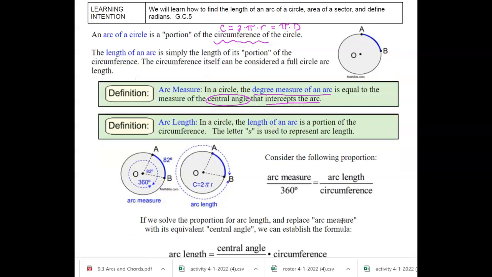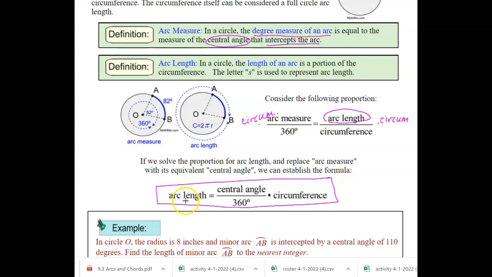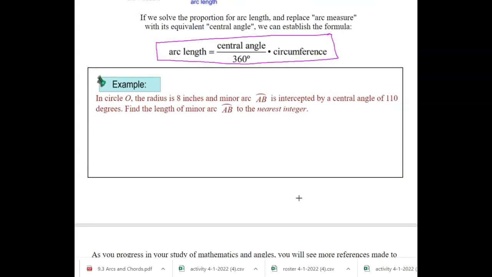Now if we solve this formula, because we don't want to set up a proportion every time, we want to get arc length alone. If I multiply both sides by my circumference, then we would end up with this formula. We've got arc length equals the central angle, because that's related to the arc, out of 360, because that's going to give you that fraction of a circle. And then we multiply it times the whole circumference. So you don't need to really do fractions in your head or anything like that. Let's look at an example.